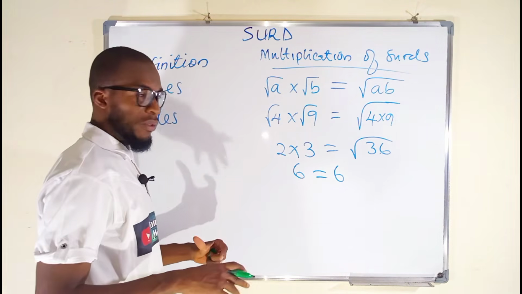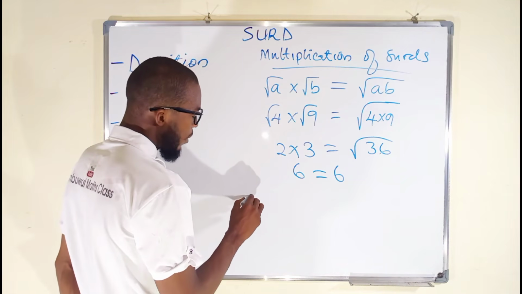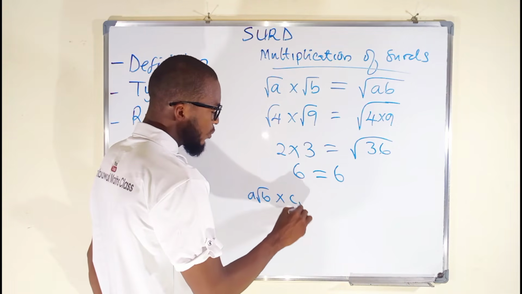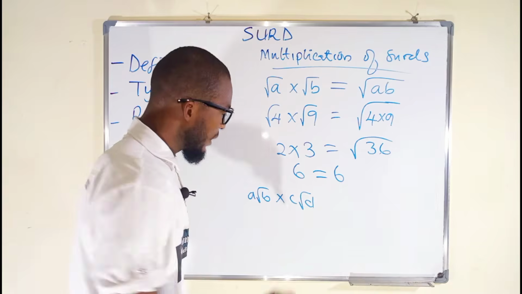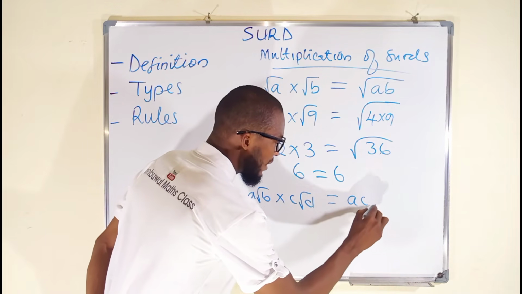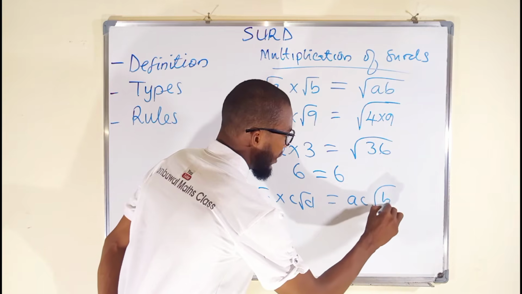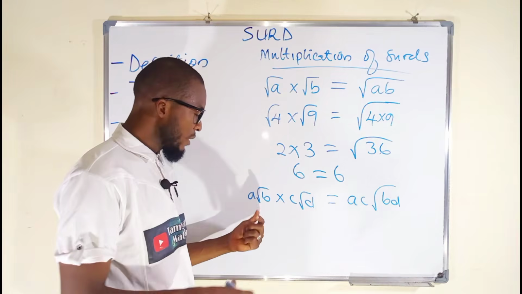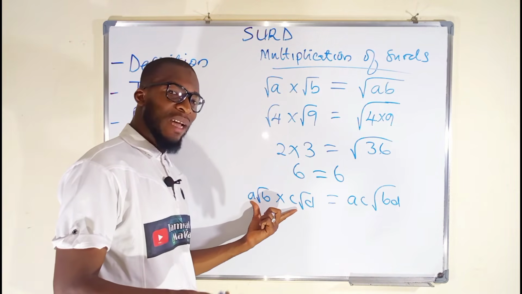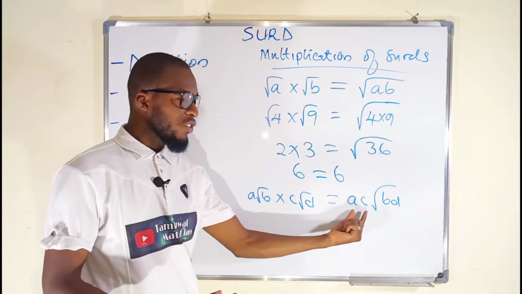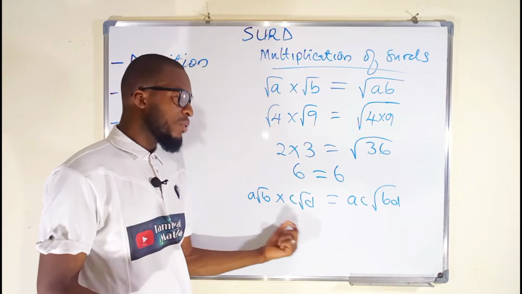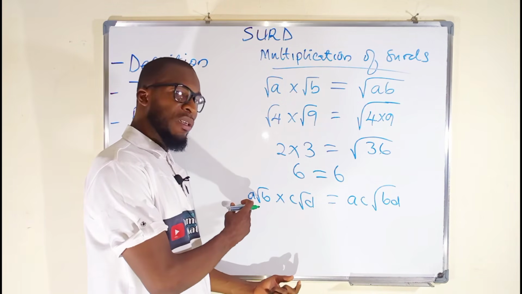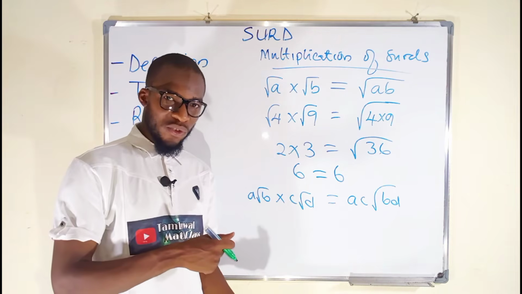So what about if they are mixed surds? Suppose we have A root B multiplied by C root D. This is the same thing as AC root BD. If you are multiplying mixed surds, multiply the rational numbers separately. A and C, they are rationals, and you multiply the surds separately. This is how to multiply surds. Do not include the rational numbers in the surd.